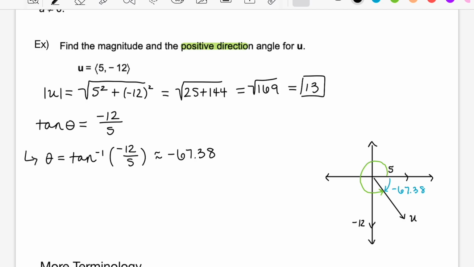So what we can do is add one full rotation of our unit circle. So this positive direction angle will then be minus 67.38 plus 360 degrees. So all degrees here. So we're just doing one full rotation. We'll end up at the same magnitude and direction here when we do that. So adding this, we get 292.62 degrees.